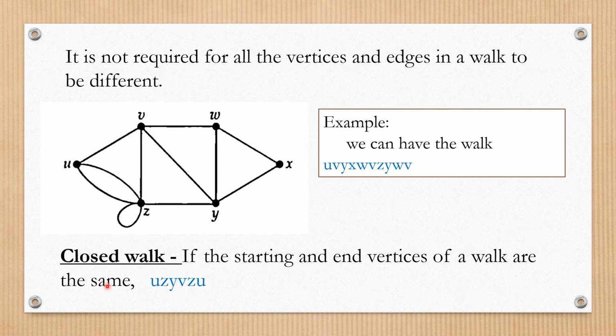A closed walk is a walk in which the starting and end vertices are the same. So if we make a walk in which we start on a certain vertex and we end up at that vertex, then it is a closed walk. For example, from U to Z, Z to Y, Y to V, V to Z, then we go back to U. Again, we started at U and we ended up at U. So that is a closed walk.